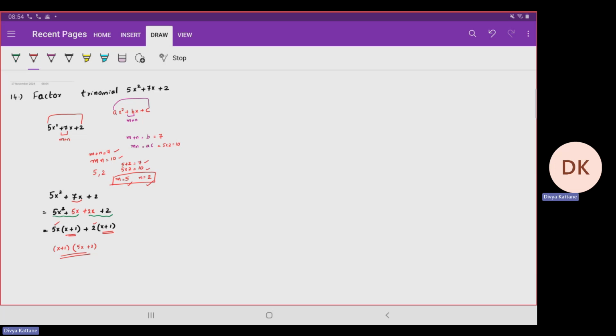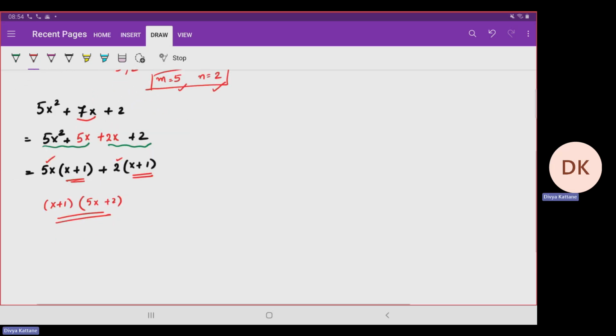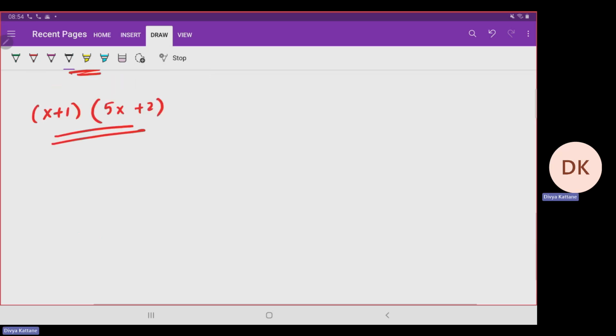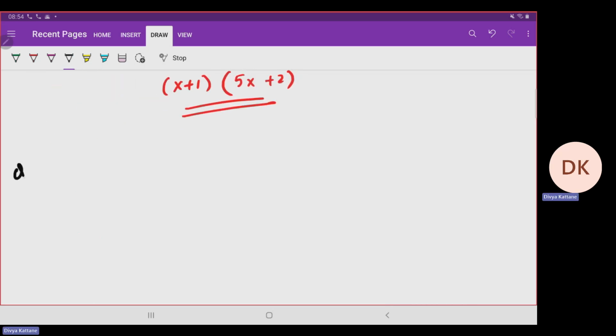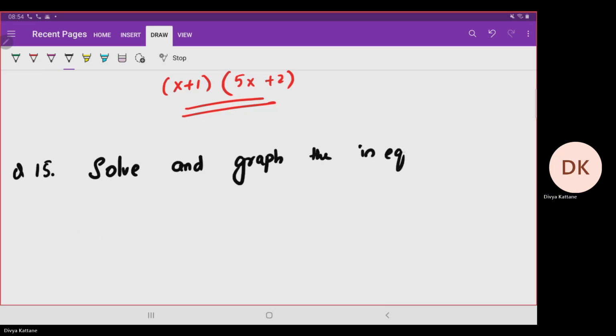Now the next problem is question 15. Solve and graph the inequality 3 - 5x ≤ 8. So our question is solve and graph. You need to solve the inequality, then you need to graph the inequality. 3 - 5x less than or equal to 8.